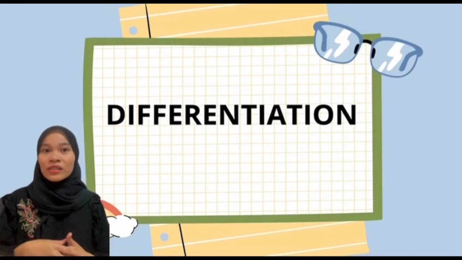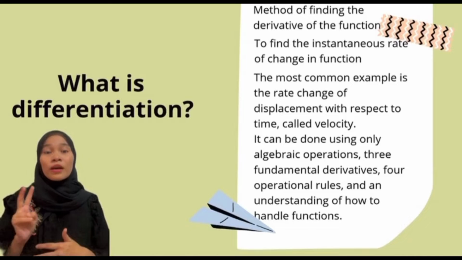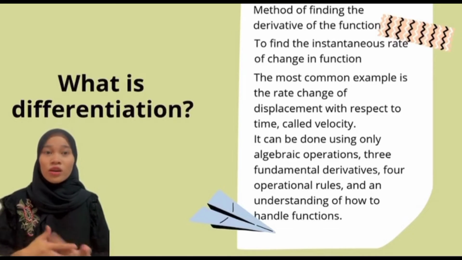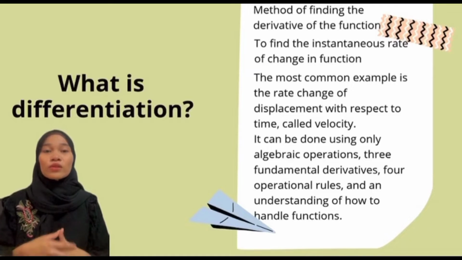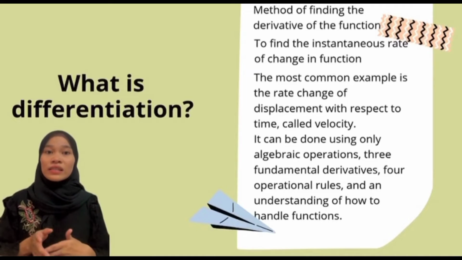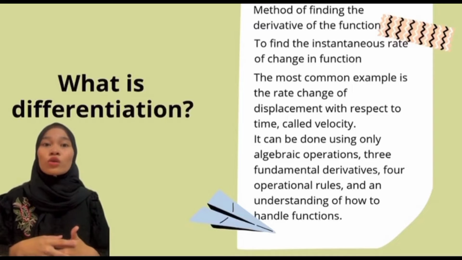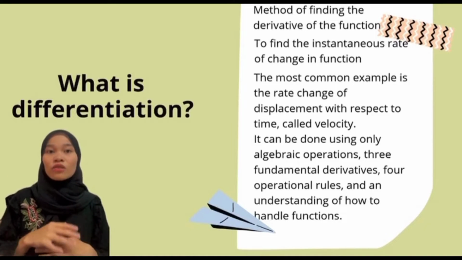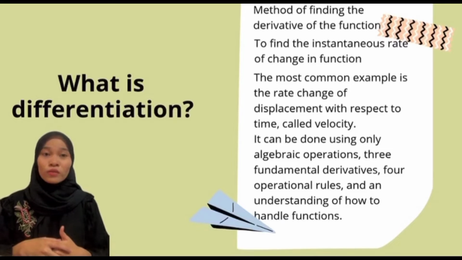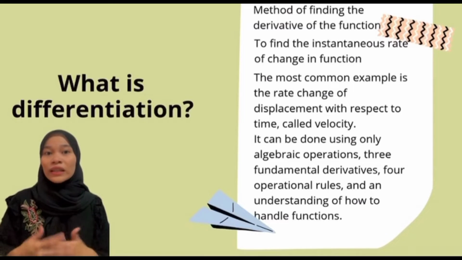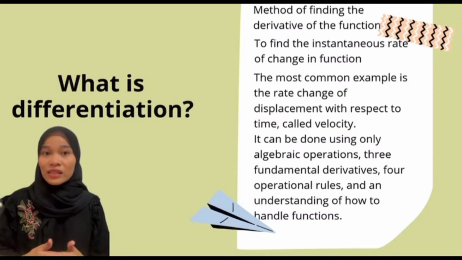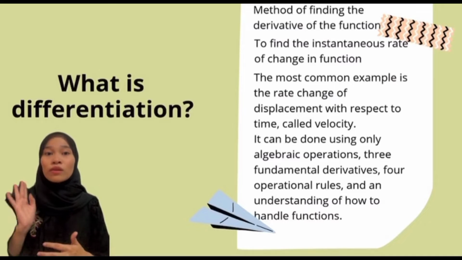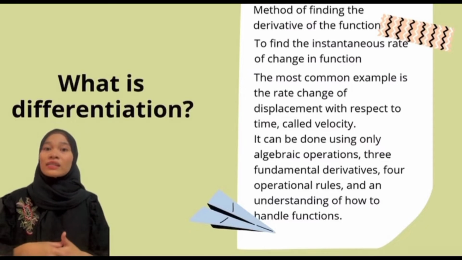In calculus, differentiation is one of the two important concepts apart from integration. Differentiation is a method of finding the derivative of a function. It is a process in math where we find the instantaneous rate of change in a function based on one of its variables. The most common example is the rate of change of displacement with respect to time, called velocity. The opposite of finding a derivative is anti-differentiation. It can be done using only algebraic operations, 3 fundamental derivatives, 4 operational rules, and an understanding of how to handle functions.